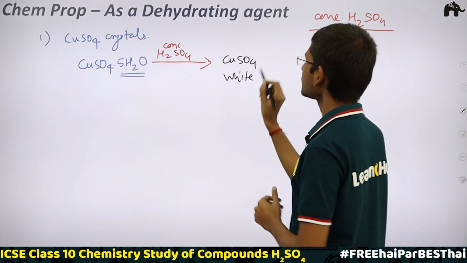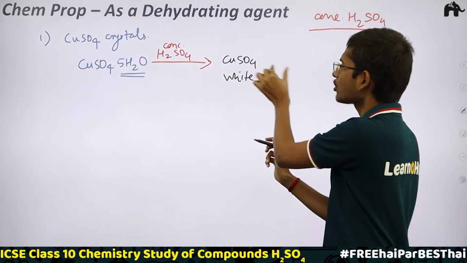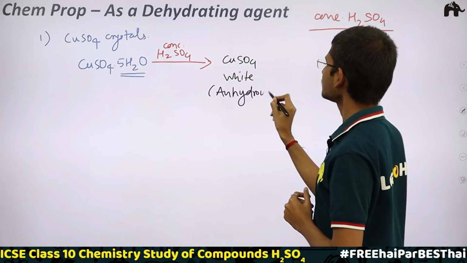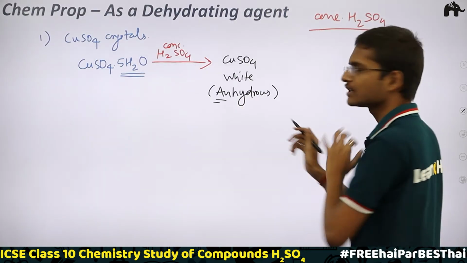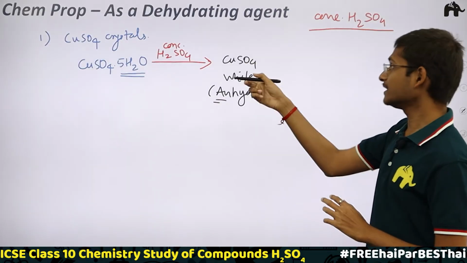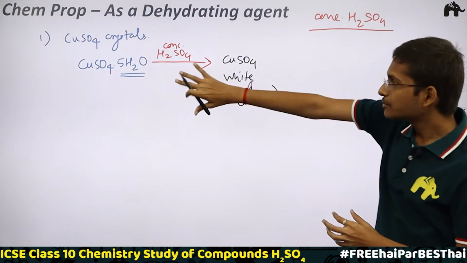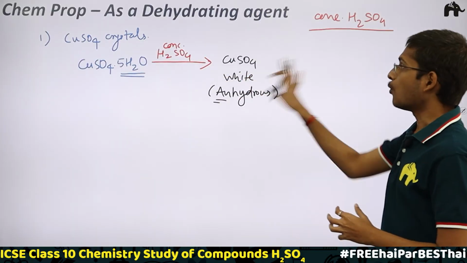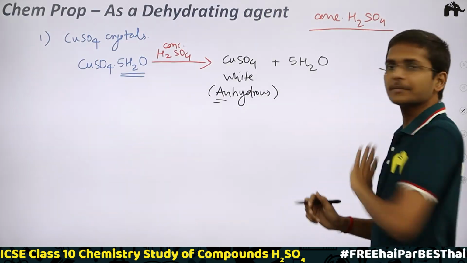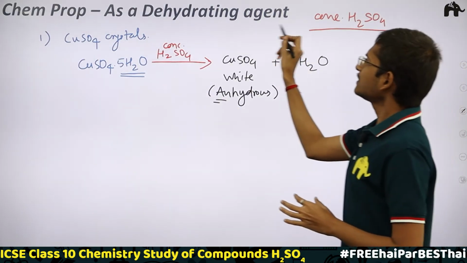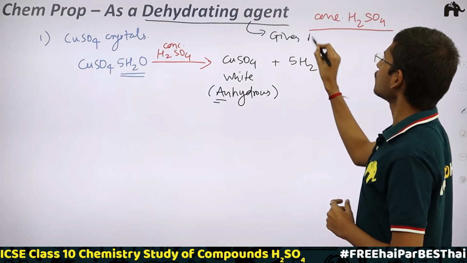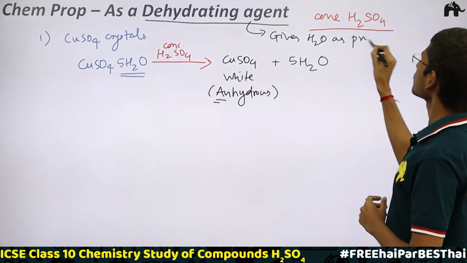Now we call this copper sulfate, which is now free of the water of crystallization, anhydrous. An means water is not there, so anhydrous copper sulfate, not having water, but it is white in color. So it turns the blue copper sulfate crystals white. And how does it turn them? By removing the water from it. So when sulfuric acid acts as a dehydrating agent, it gives off water as a product.